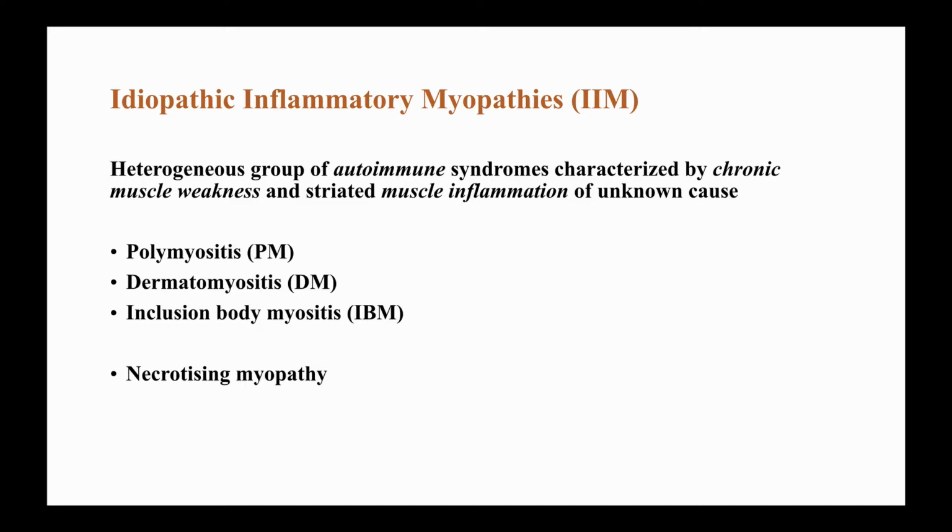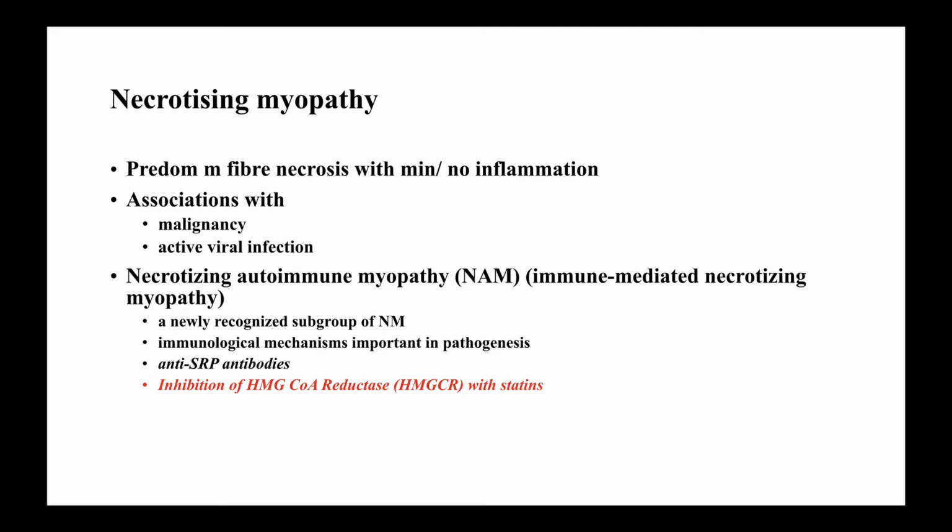There are four main subsets of disease: polymyositis, dermatomyositis, inclusion body myositis, and a more recently recognized entity of necrotizing myopathy. Necrotizing myopathy is histologically defined by findings of predominant muscle fiber necrosis with a paucity of inflammatory infiltrates. It is associated with both malignancy and active viral infections.